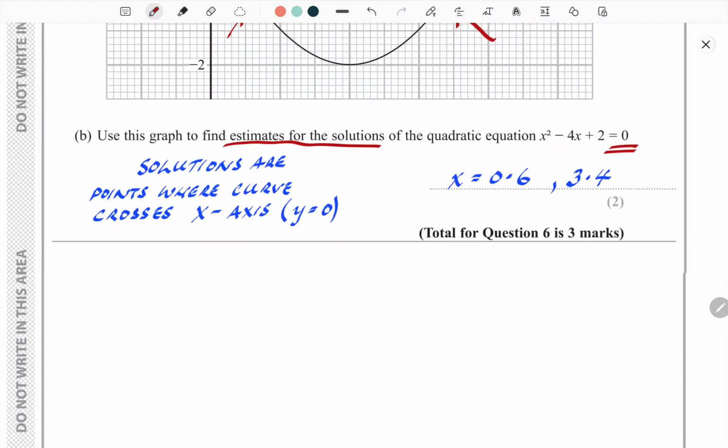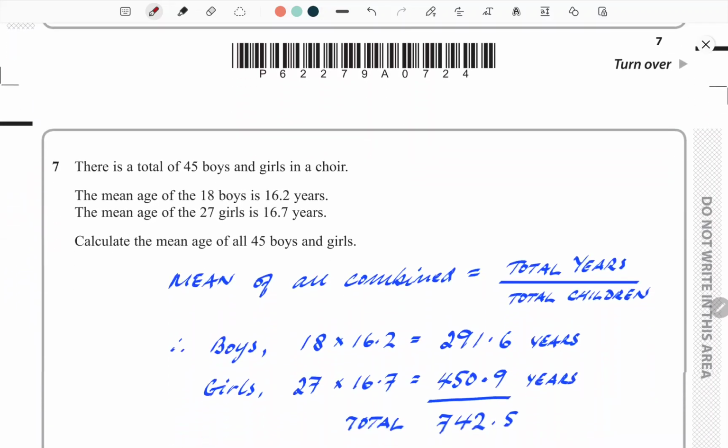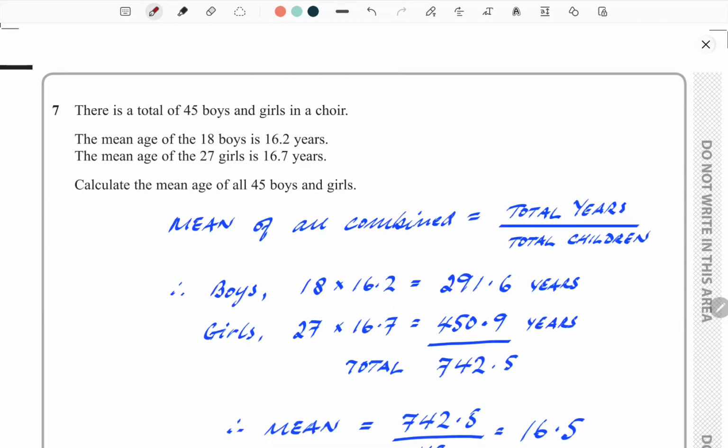All right. Question 7. There is a total of 45 boys and girls in a choir, right? And the mean age of the 18 boys is 16.2, and the mean age of the 27 girls is 16.7, all right, in terms of years. And it says calculate the mean age of all of them combined, all right?